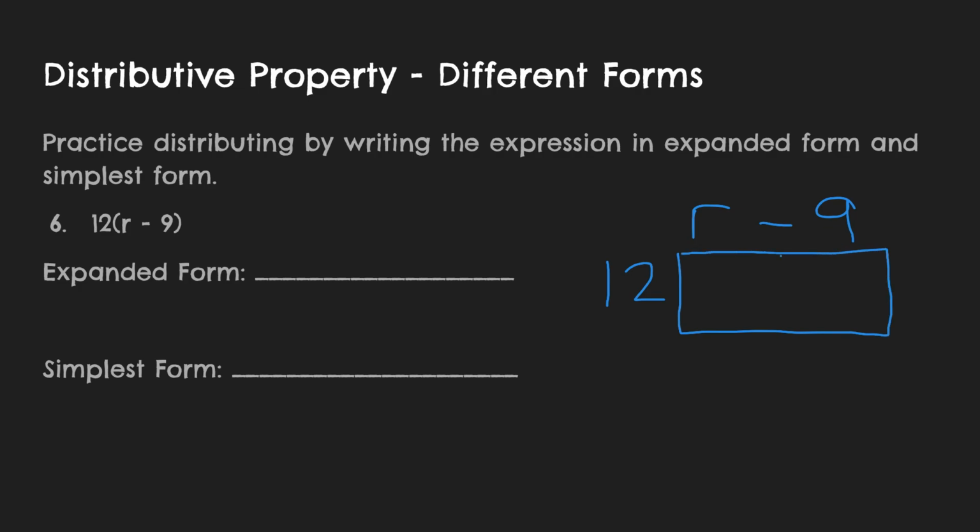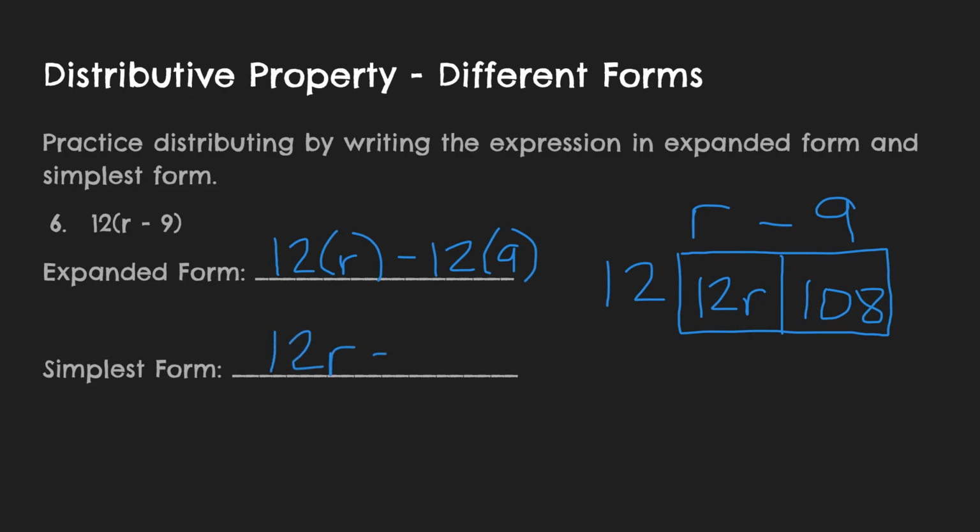Wherever that subtraction sign is, we're going to draw our line. We're going to do 12 times r, 12 r's, and then 12 times 9, what is that? 108, I think. So my expanded form, I did 12 times r minus 12 times 9. And then for simplest form, I got 12r minus 108. Again, notice that sign just kind of followed us all the way through. No big deal there.